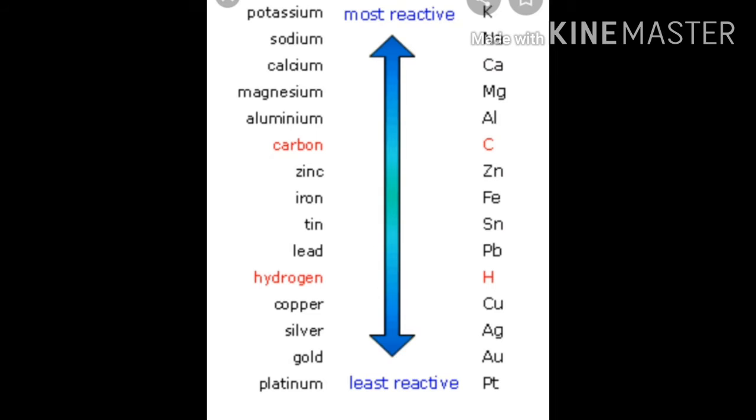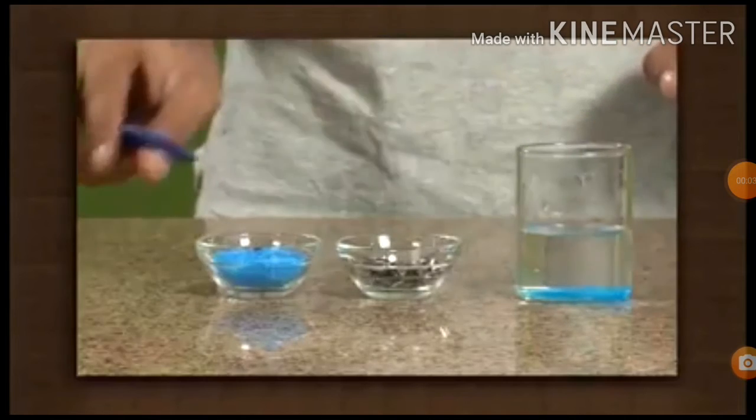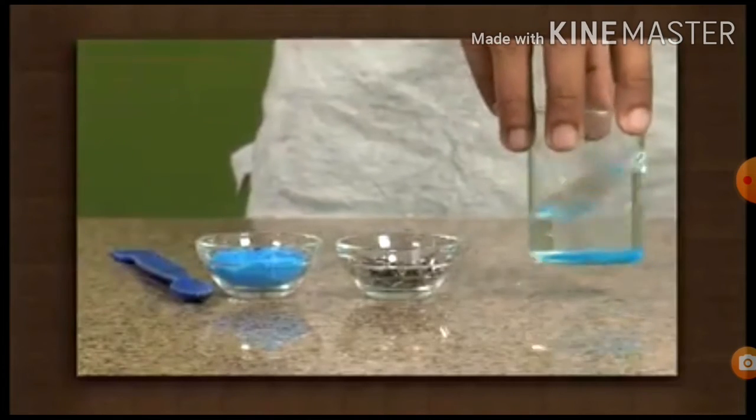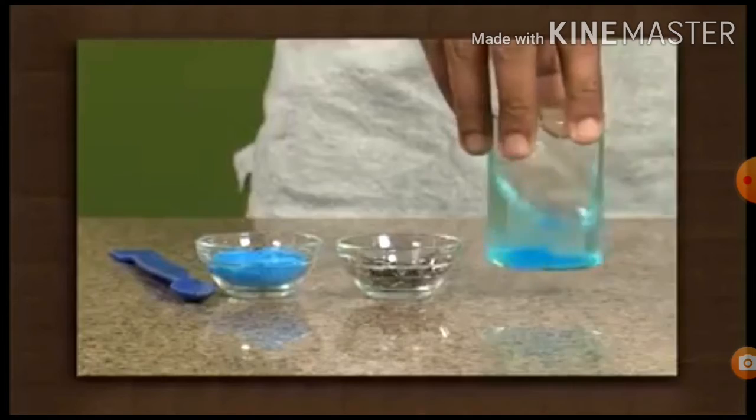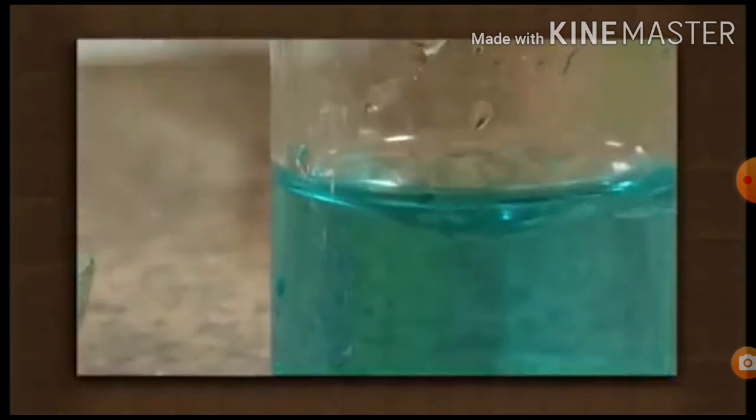Here, this picture shows the reactivity series of metals. In this, the reactivity decreases when it goes down. Now we are moving to an example for displacement reaction. Here we are making copper sulfate solution and we are going to dip some iron nails in the solution.